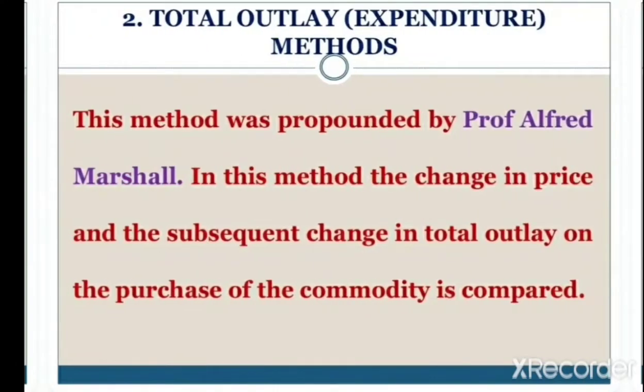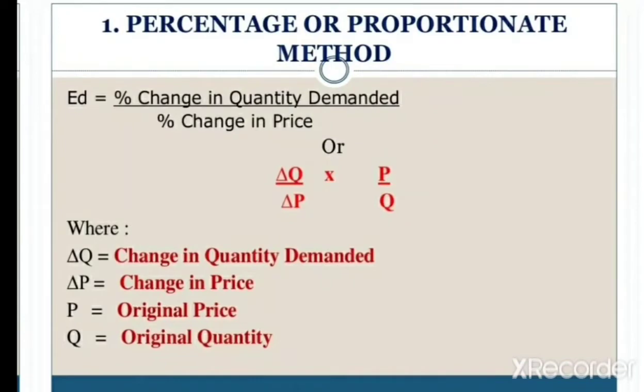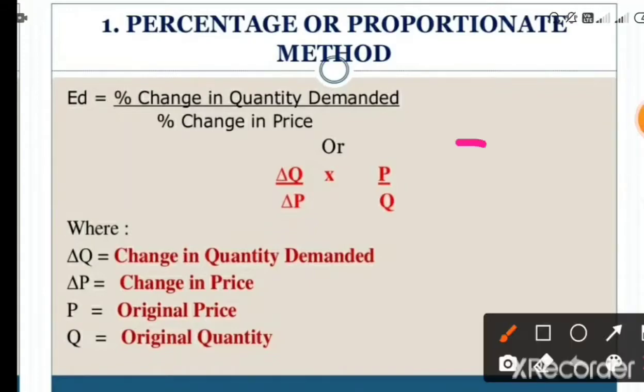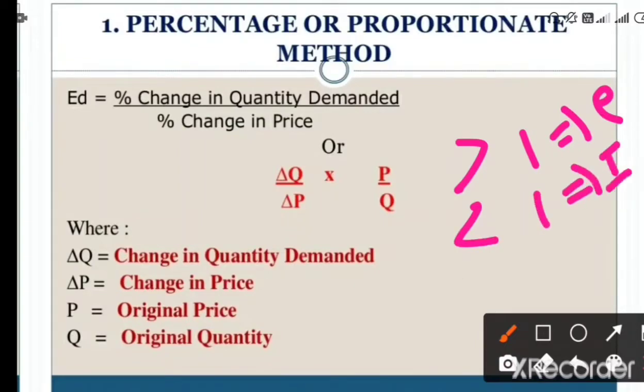The second method is the total outlay or total revenue or total expenditure method. So students, this is based on how much expenditure you are making on the commodity. Based on that, elasticity of demand has been divided. Here we have just studied the formula. After keeping the data in this formula, if the value is more than 1, your elasticity of demand will be elastic. If it is less than 1, it will be inelastic, and if it is equal to 1, it will be unitary elastic. Okay, so after keeping the data in this formula, we'll get these 3 types of demand.